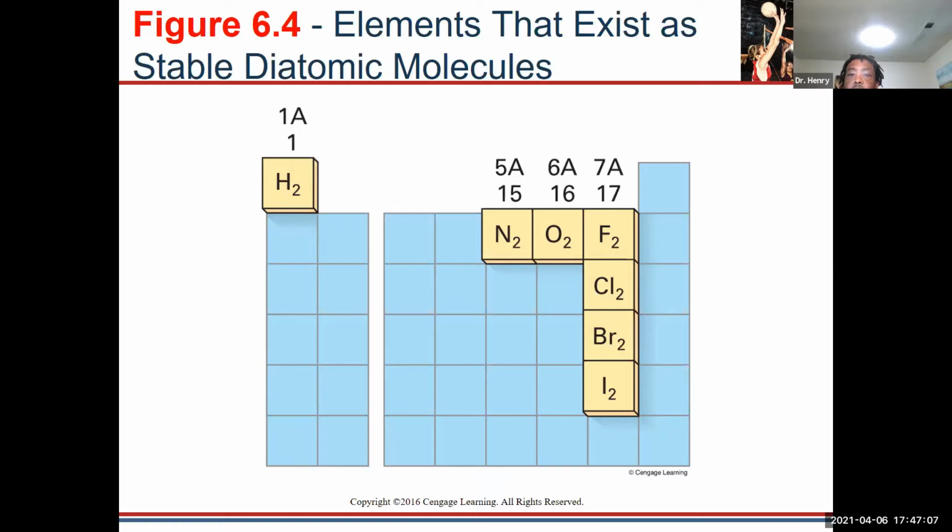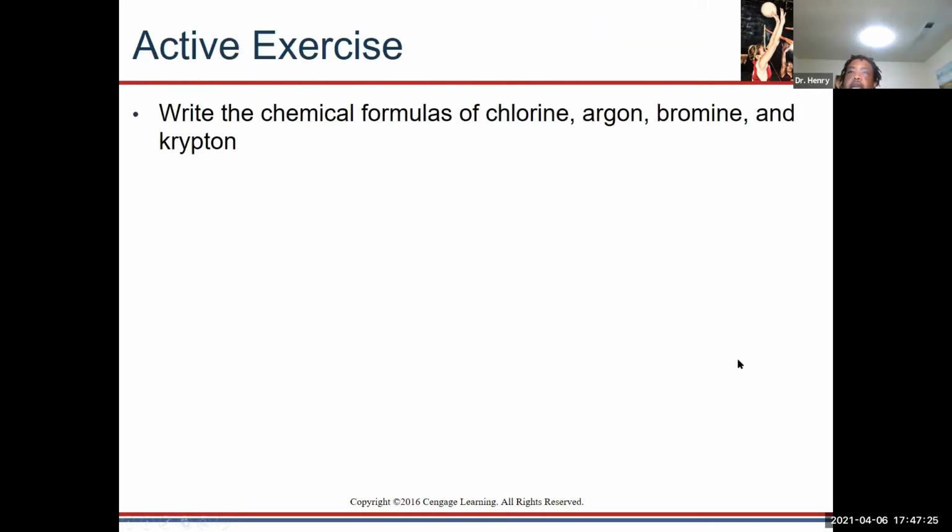And so we can write all the chemical formulas of these. When we're talking about hydrogen gas, we're talking about H2. When we're talking about oxygen gas, we're talking about O2. Nitrogen gas, we're talking about N2, right? Okay, so write the chemical formula for chlorine, argon, bromine, and krypton.